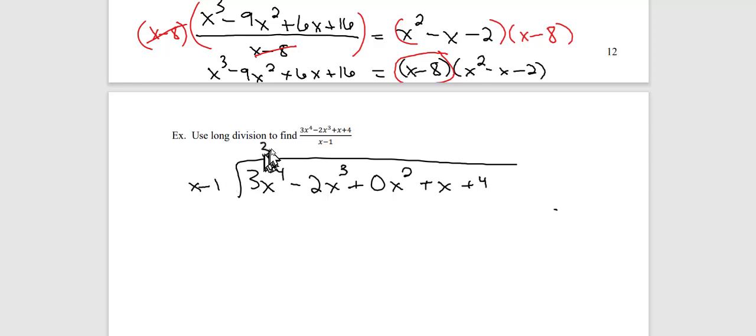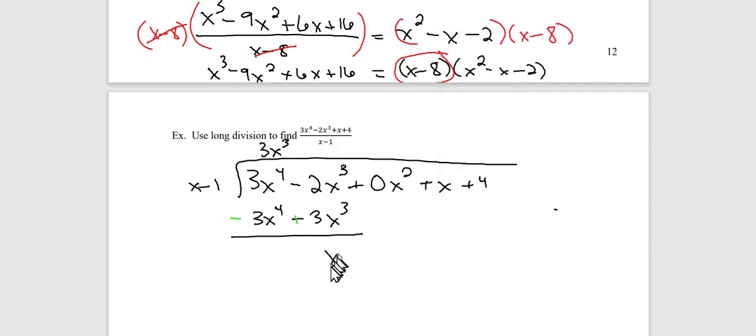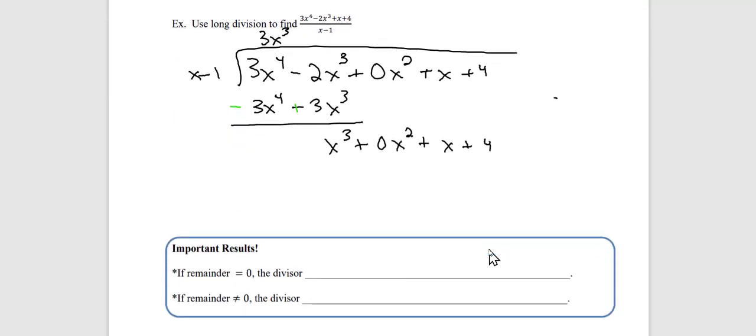All right, up here I'm going to write 3x cubed because that's what I would need to multiply x by to get 3x to the 4th. When I do that, I get 3x to the 4th minus 3x cubed. I have to subtract. 3x to the 4th minus 3x to the 4th is 0. I get x to the 3rd. I'm going to bring down the 0x squared plus x plus 4. I'm going to bring all that down.